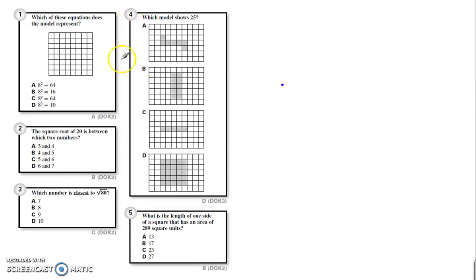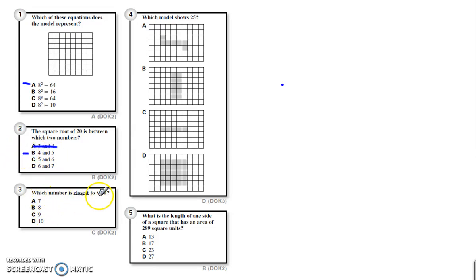Okay, looking at some square roots. Squares and square roots. Number 1, a squared is 64. That's 8 squared, 8 times 8. Number 2, the square root of 20. Well, 3 squared is 9 and 4 squared is 16, so it's not this. 4 squared is 16. 5 squared is 25, so it's between those two.